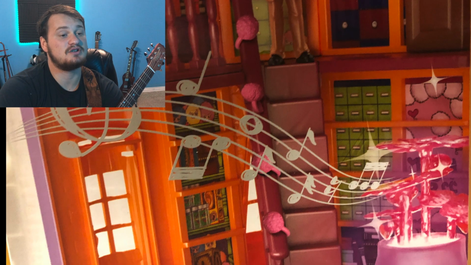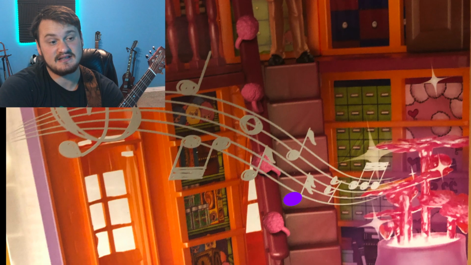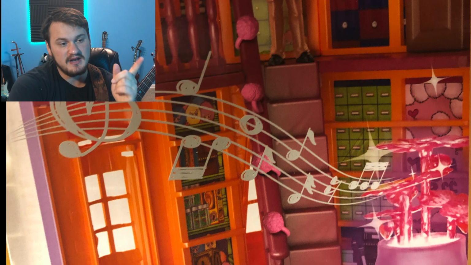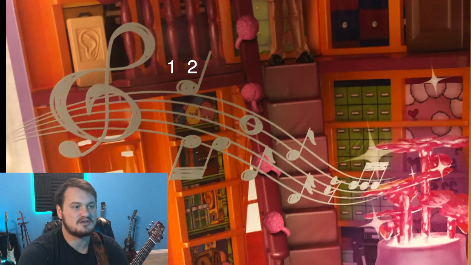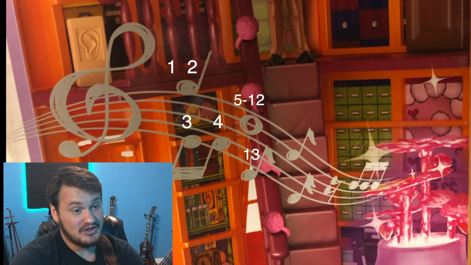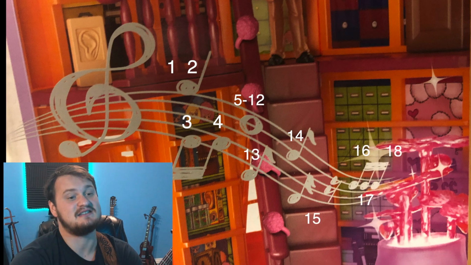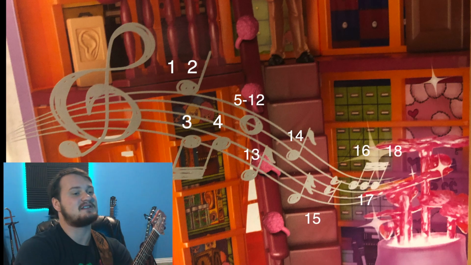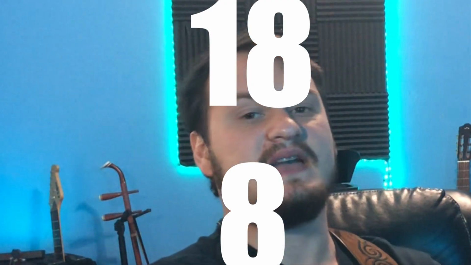Looks like the smallest note value we have is this 16th note right here, which is immediately followed by a 16th rest. So we can just go ahead and round that up to an 8th note, if you will. This quarter note right here is the equivalent of 2 8th notes. There's 3, 4. This is 8 8th notes. 13, 14, 15, 16, 17, 18. And we're playing in the very reasonable time signature of 18/8.